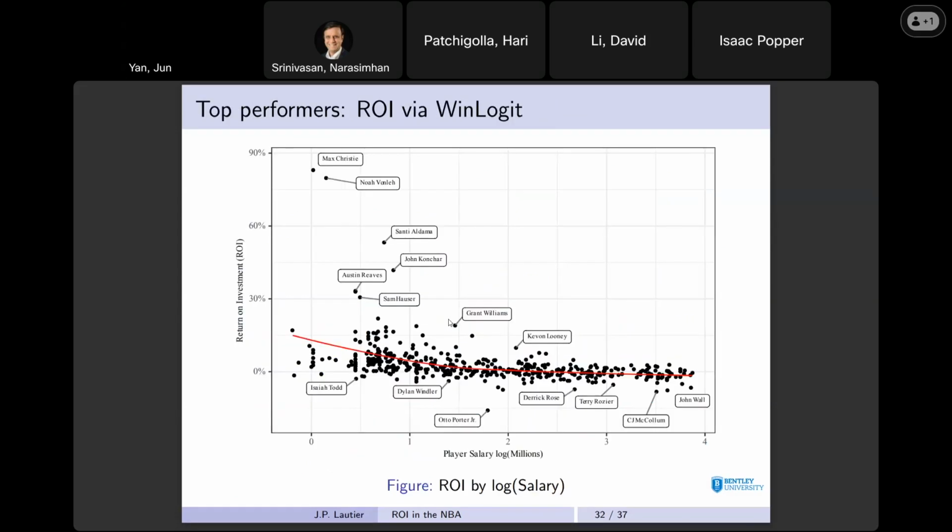So then this is the ROI of all the players in the league for last season, just based on the win logic. On the vertical axis, this is return on investment. On the horizontal axis, this is a log of the player's salary. No surprise, as the salary is higher, it's harder to generate a higher return. And I think what you can take away from this is just what are some of the players that stand out, versus the players that don't generate a higher return.